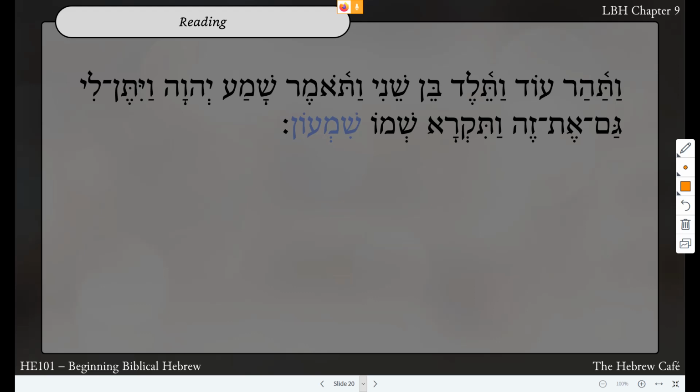Here we have the same. This is a really big common expression in the Bible. Vatahar vateled ben. She got pregnant and had a son. Shimon is from Shama, heard. Because you're going to see that she says that God heard her voice.